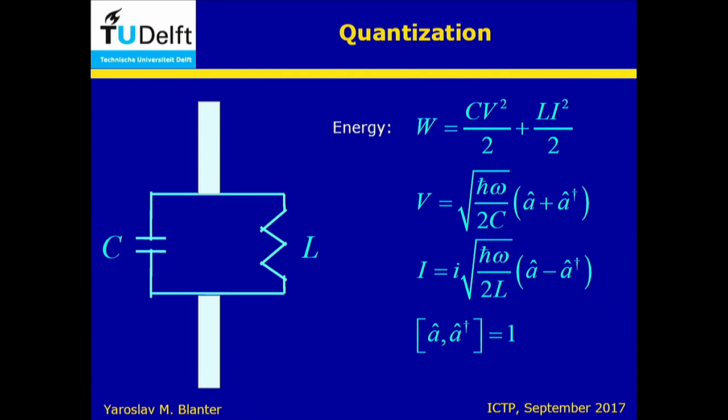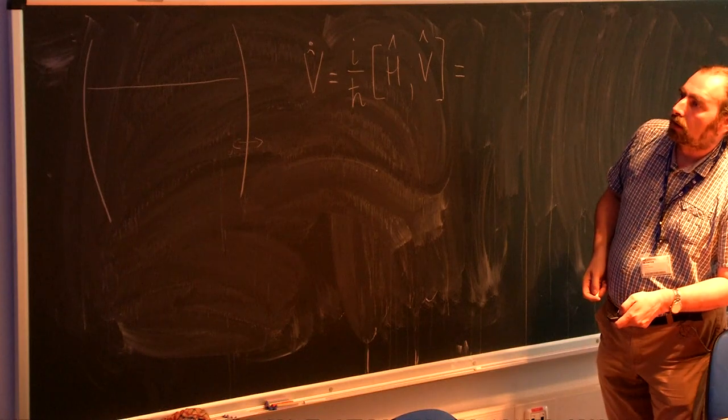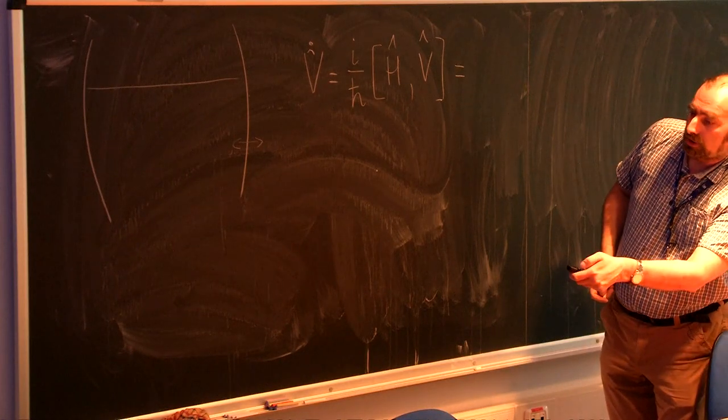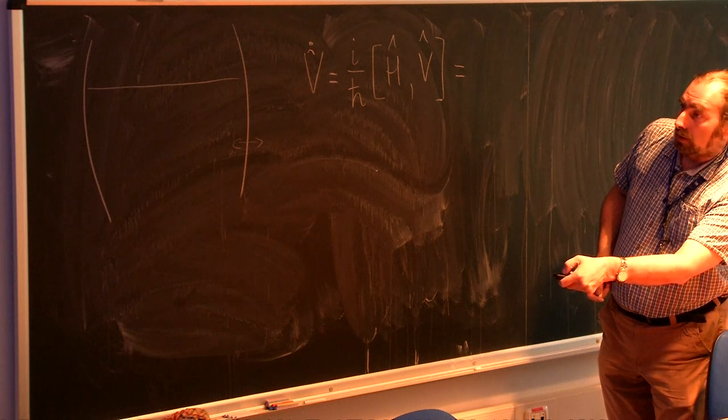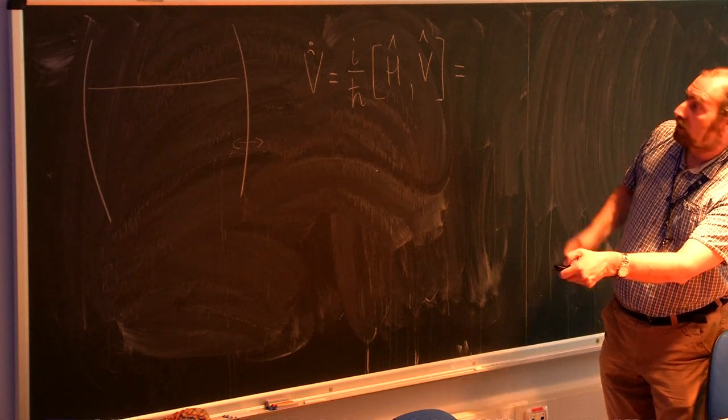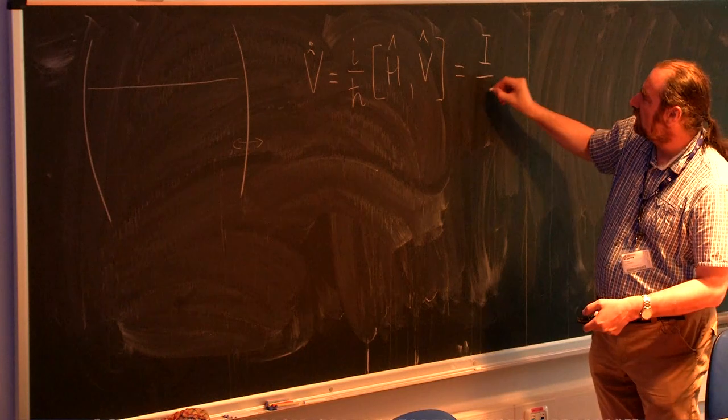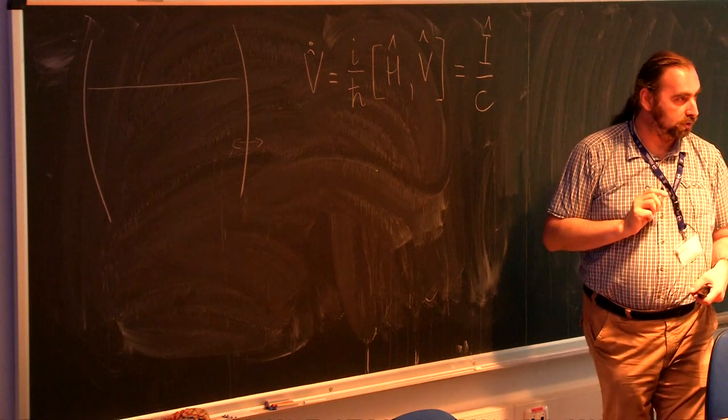Oh, sorry, I should probably have written what it is. In the end, you should get, on one hand, it's that, but on the other hand, you know that you should get L I dot. You should get this, so you should get I divided by C, and I is also an operator which you know.